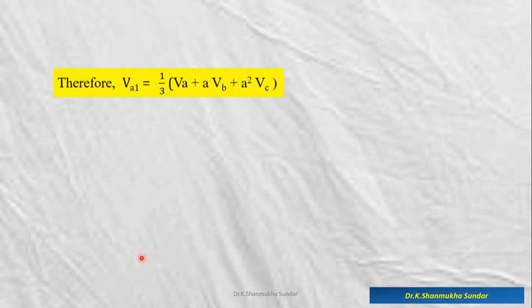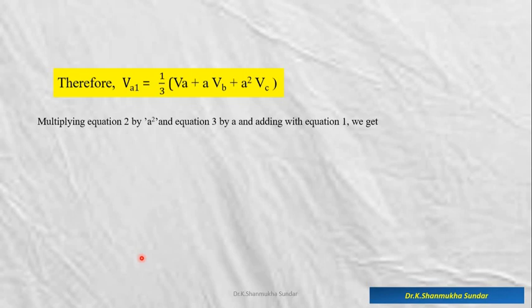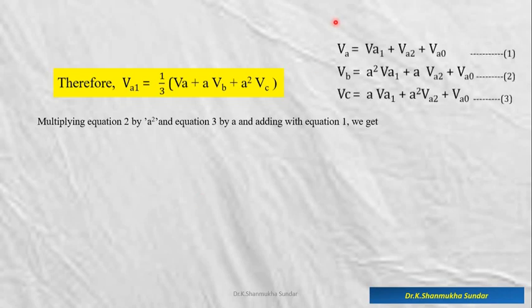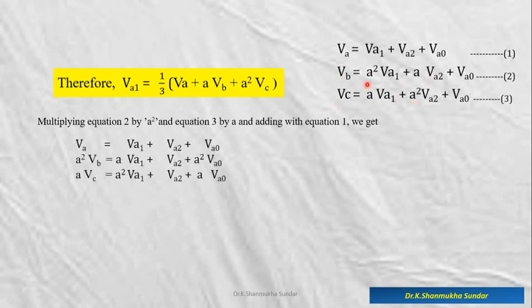So next component let us obtain. Now multiplying equation 2 by a square and equation 3 by a, and adding with equation 1, we get, that means these are the equations 1, 2, 3. Now multiplying this equation 2 with a square on both sides and multiplying equation 3 by a on both sides, and the resultant equations adding with this equation 1. So this is your equation 1, and this is a square Vb and this is your a Vc. So these are the three equations we got.